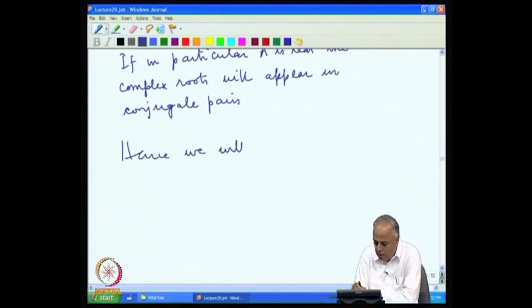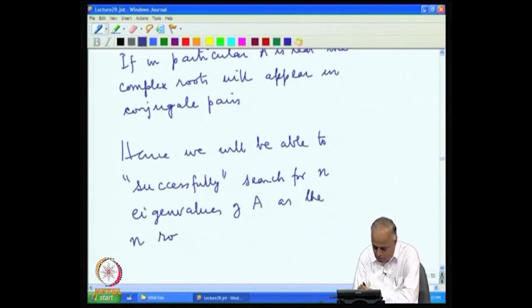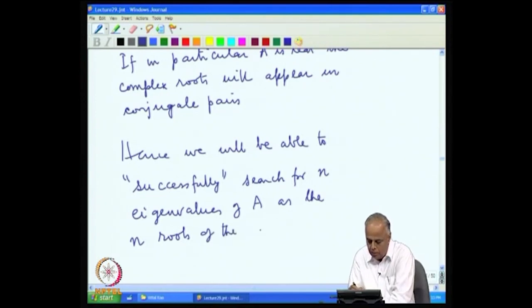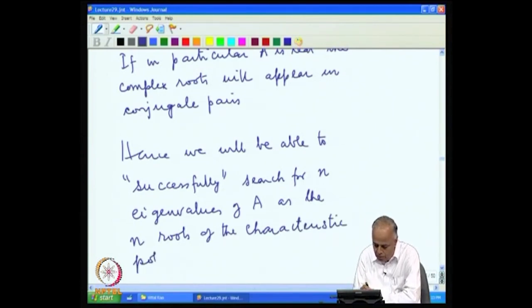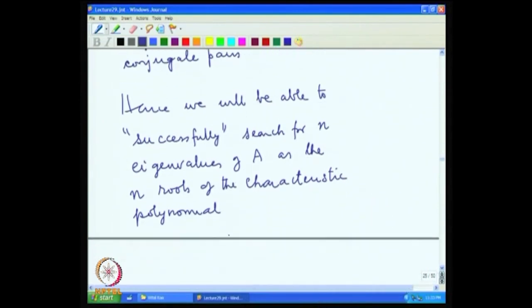Hence, we will be able to successfully, and we will see what is meant by successfully, search for n eigenvalues of A as the n roots of the characteristic polynomial. And I assert and I repeat that these n roots could be complex also. If A is complex, the n roots can be complex, and if A is real, still the n roots can be complex, but whenever a complex root appears, its conjugate must also appear.